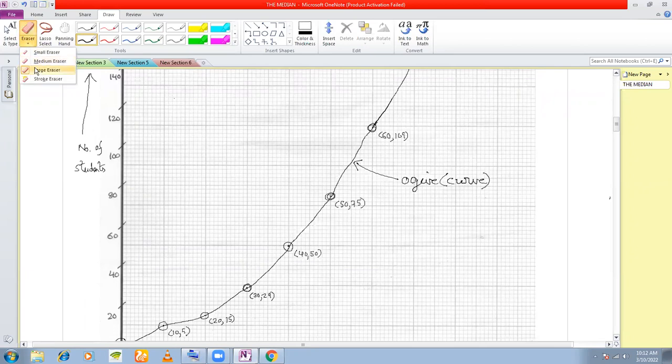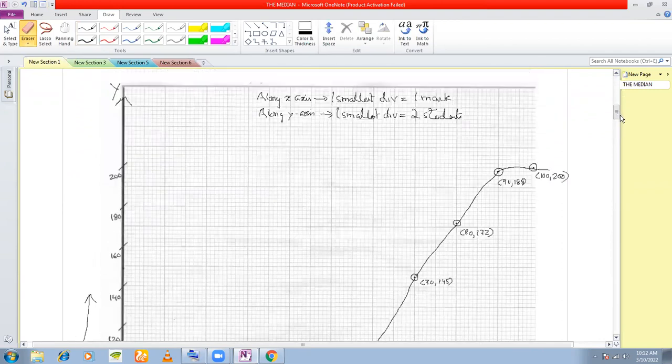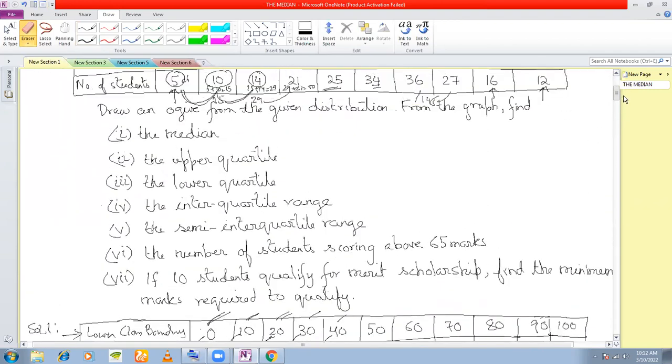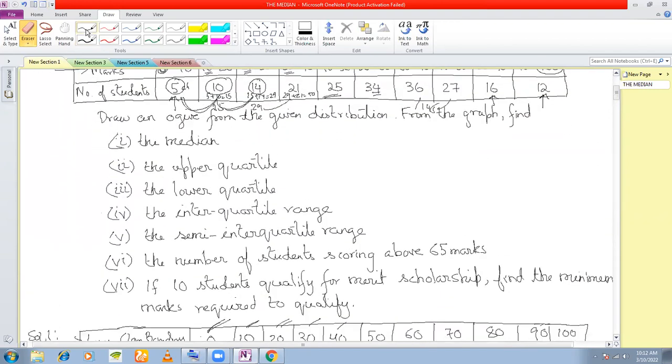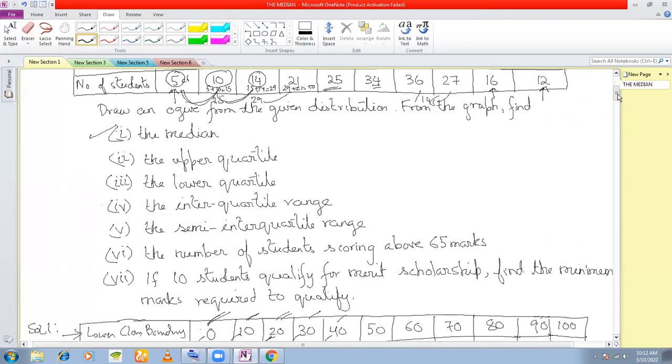Okay, and once we get this ogive, now we are going to answer all the questions that are there with the help of this curve. So how do we answer? Let's see the first question. First question is, you need to find out the median. How do you find out the median?